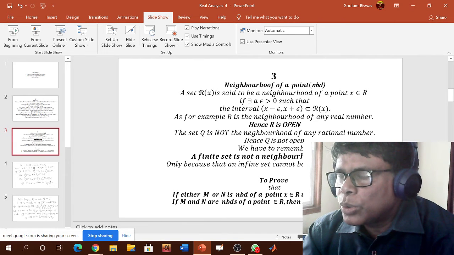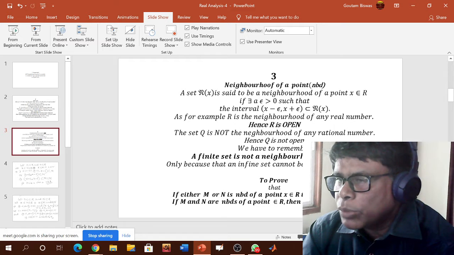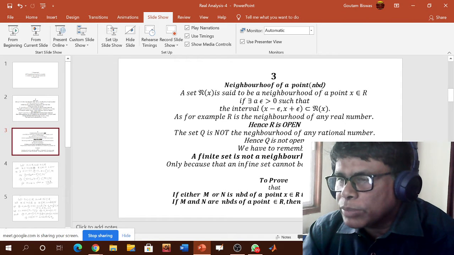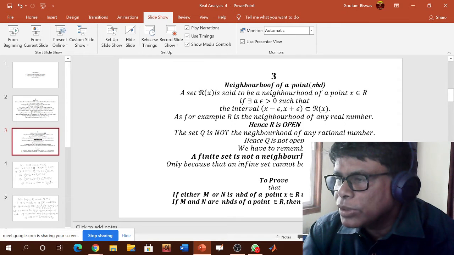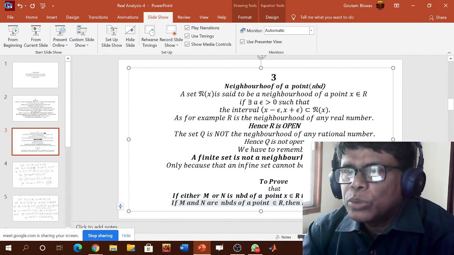Okay, so this is an infinite set. Epsilon, there are infinite points between x minus epsilon and x plus epsilon. So an infinite set cannot be a subset of a finite set. That is the reason. Now we have to prove two theorems: if either M or N are neighborhoods of a point x, then their union and their intersection are also neighborhoods of x. This we have to prove.